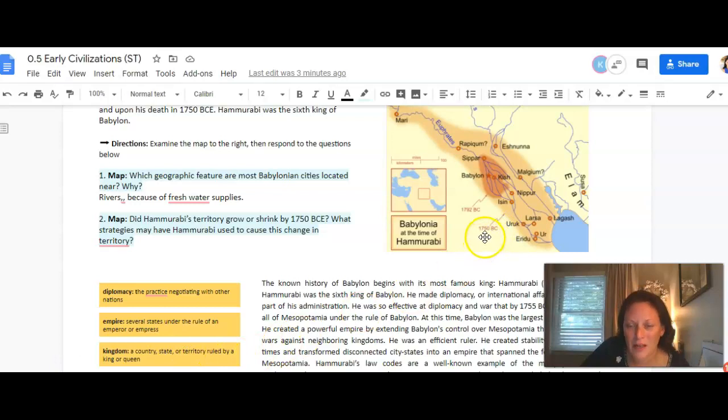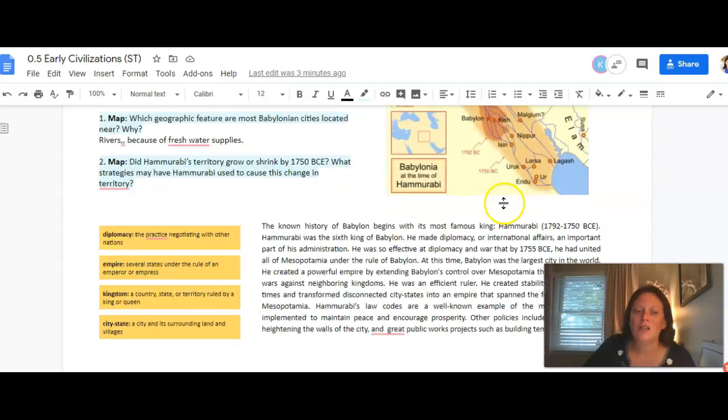If we were looking at these on a number line, 1750 BCE would be closer to year 0, meaning that it is the one that happened later. So you can see the territory expanded from here in 1792, and then it expanded all the way out here to 1750. So did Hammurabi's territory grow or shrink? And we knew that it grew.